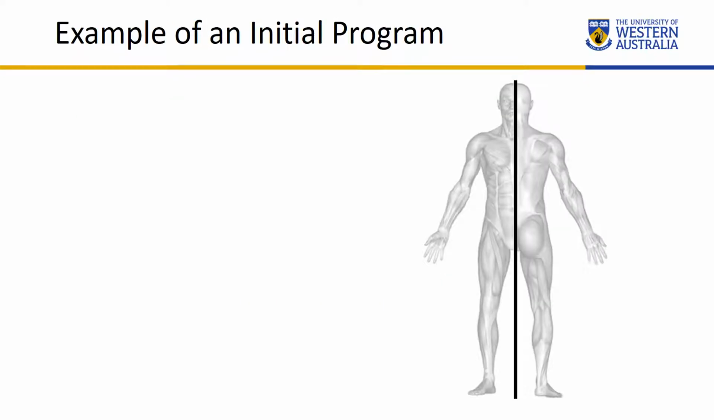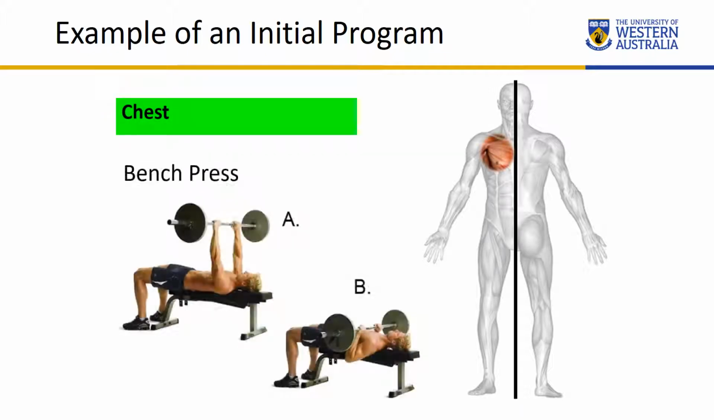So when it comes to programming and exercise selection, one way to ensure that you develop a full body program that provides balance and optimal development across all of the major muscle groups is to identify key muscle groups and then label an exercise against each. So here's an example of what an initial program may look like. For the chest, you may select an exercise like the bench press.